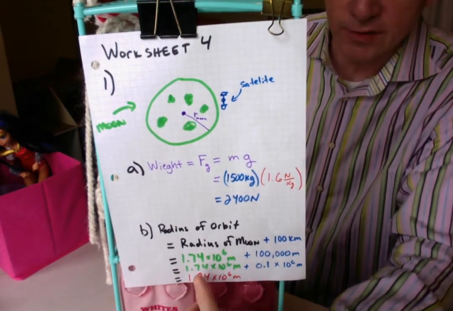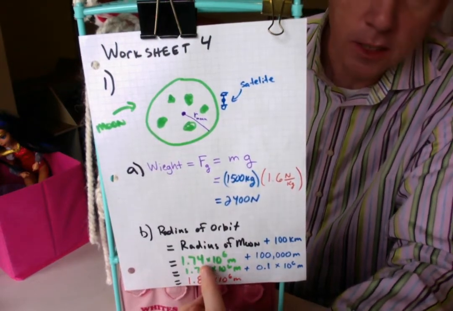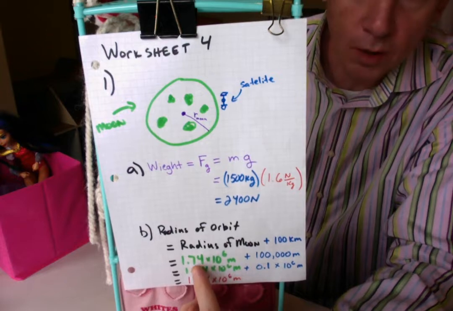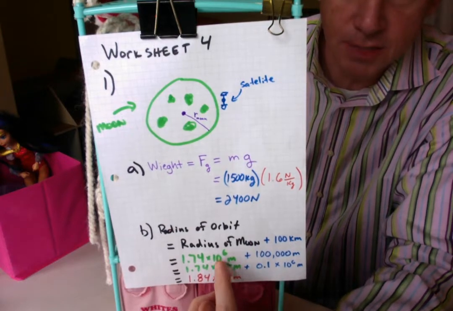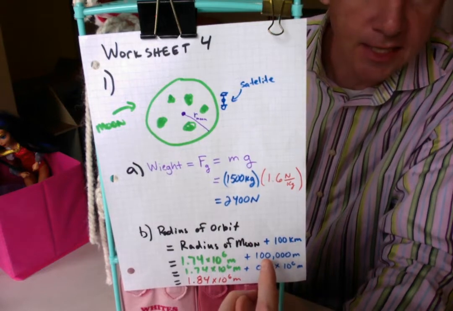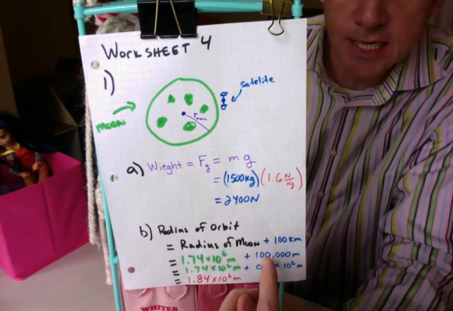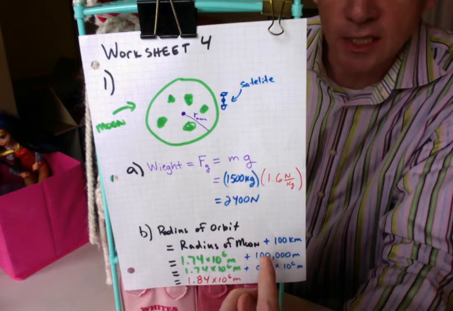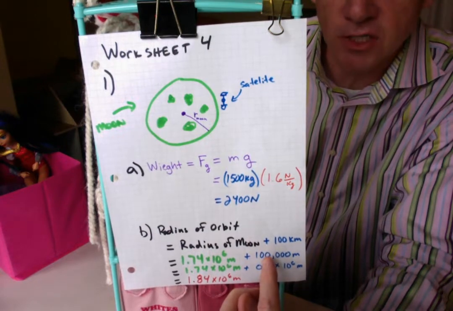So we know when we're given this problem that the radius of the moon is 1.74 times 10 to the 6 meters. And then there's the tricky part. They actually say that this satellite is orbiting 100 kilometers above the surface of the moon.